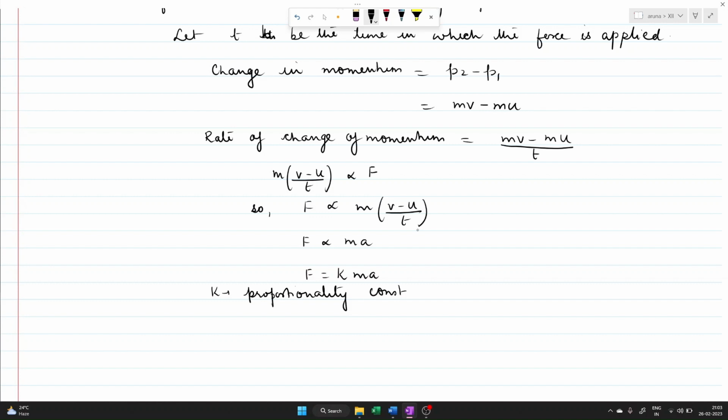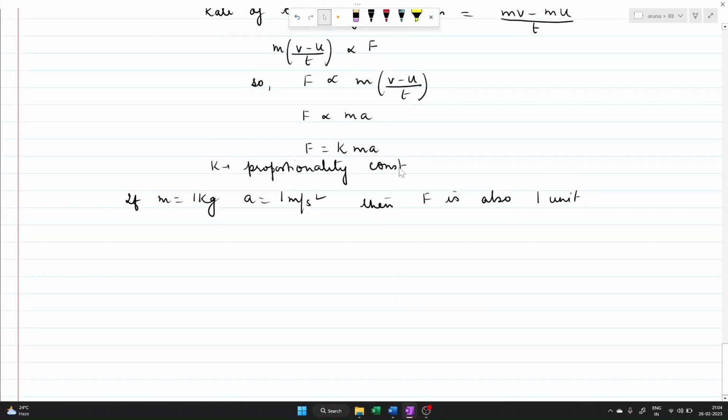This shows the pattern of variation of force with mass and acceleration. It's not necessary that the k value is 1. It could be 2, 3, 4, whatever. I'm not giving it a straightforward value, but I'm just telling you that it can have a value. So in this case, what happens is we say that if mass is equal to 1 kg and a is equal to 1 meter per second square, that means unit mass, unit acceleration, then F is also 1 unit. I'm not giving you the unit right now, just wait a while.